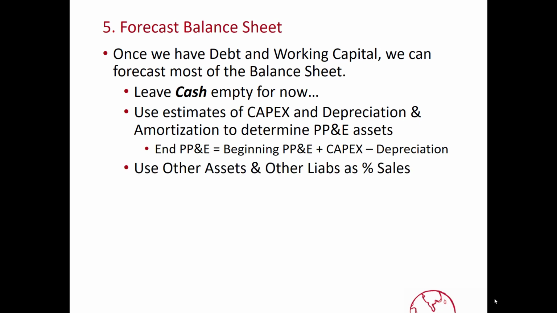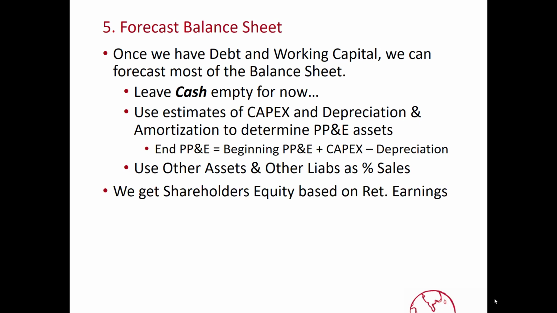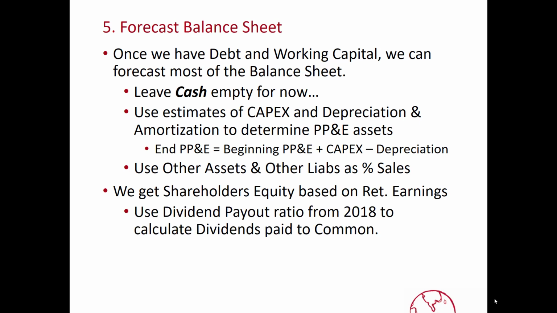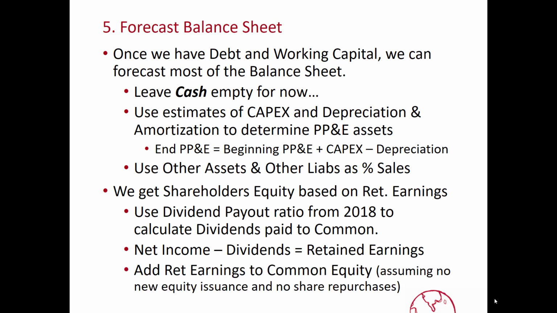We can calculate other assets and other liabilities as a percentage of sales. And we therefore can get shareholders' equity based on the accounting relationship, where any net income that is not paid out as dividends, is retained earnings, is added to the starting value of equity. We assume no equity issuance and no share repurchases. This allows us to get our common equity on the balance sheet at the end of the full year.